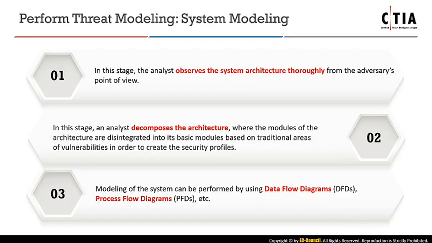And so we're going to decompose the architecture where all these different modules are disintegrated into basic modules based upon traditional areas of vulnerabilities in order to create security profiles. So we're going to look where that data is allowed to flow, and if the data is allowed to flow into a specific area, we're going to break down how it gets in there, what modules, what programs, apps, what systems are allowed to interact with that data. We're going to look at the architecture of systems that are affected by that data, etc.